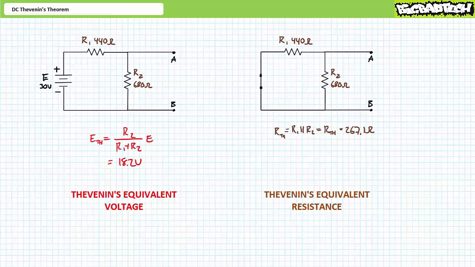One would experimentally observe ETH in the following fashion. First, one would remove the load resistor from the nodes of interest. Next, one would simply measure the open circuit voltage seen across the two nodes of interest using a voltmeter. A voltmeter in this position will read 18.2 volts.